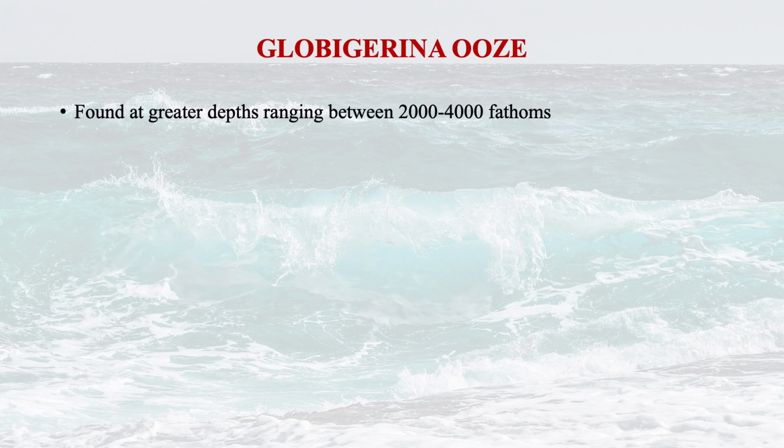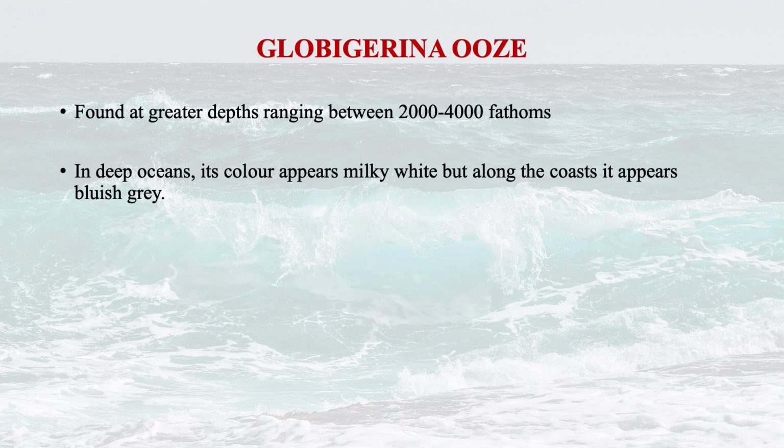They are also found at greater depths between 2000 to 4000 fathoms because they can tolerate both warm and cold waters. So they are found at greater depths also. And in deep oceans, its color appears milky white, but along the coast it appears bluish gray in color.